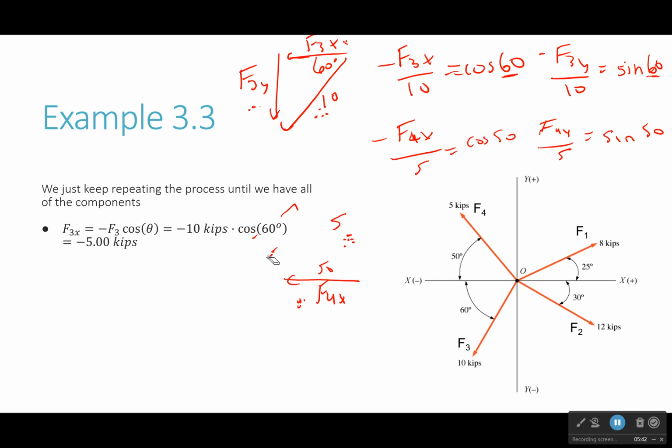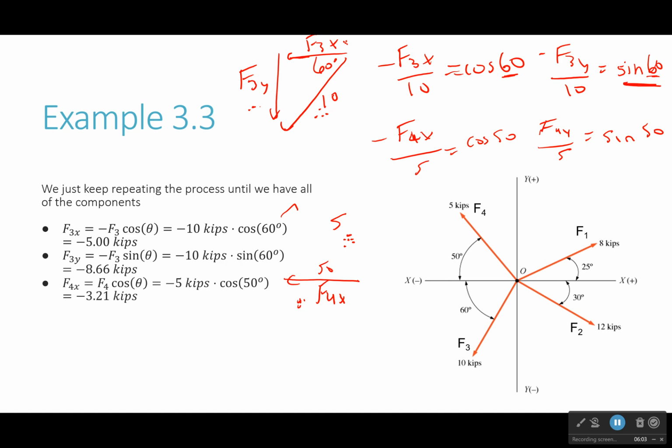I'm going to erase this now because it's kind of in the way. Okay, so F3x is F3 cosine of theta, and it's negative. So negative 10 cosine 60, we got that right. F3y is negative because it's pointing down, and it's sine of theta, and we did sine of theta, so we got that right. Negative 8.66 kips. F4x is F4 times cosine of theta, so that's what we did, got it right. And F4y, once again, we got that right too.